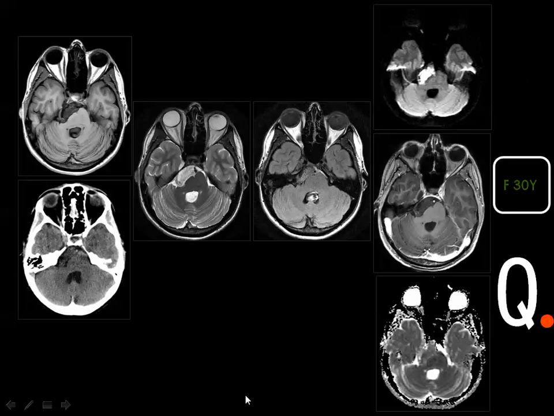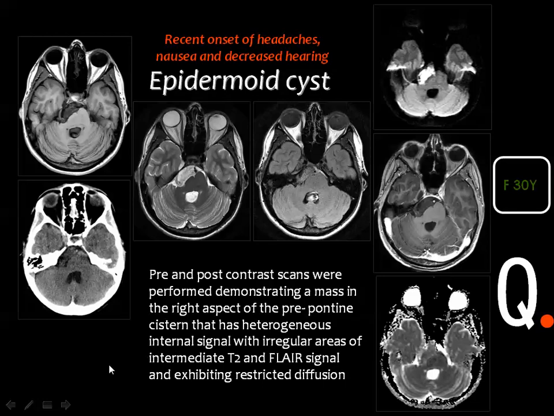Then what do you think about this cyst, which is located in the right cerebellopontine angle? The cyst appears of somewhat hypodensity in the CT scan, and this is FLAIR image. This is T2. And this is also FLAIR image, and this is T1 post contrast, and this is DWI, and here is the ADC map. Actually, it is well shown that the cyst shows diffusion restriction, and this is epidermoid cyst.